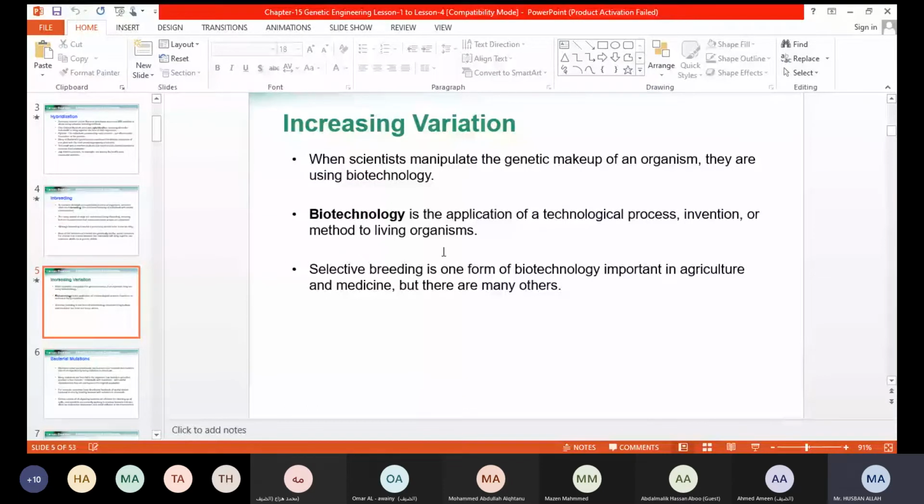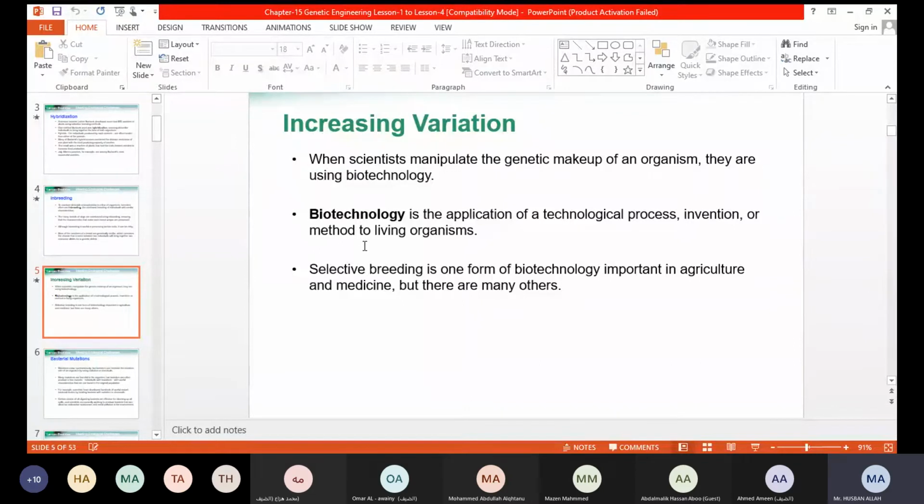Increasing variation, you can see on the screen now. When scientists manipulate the genetic makeup of an organism, they are using biotechnology. So if they are going to bring changes in the genetic makeup of any organism, they will bring mutation, and they will use biotechnology for this. What is biotechnology? Biotechnology is the application of technological processes, inventions, or methods to living organisms. When you are using technology with life or living organisms, this is called biotechnology.